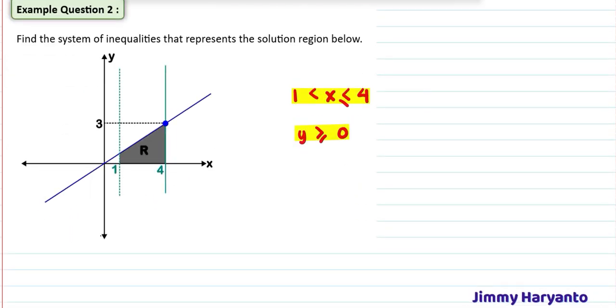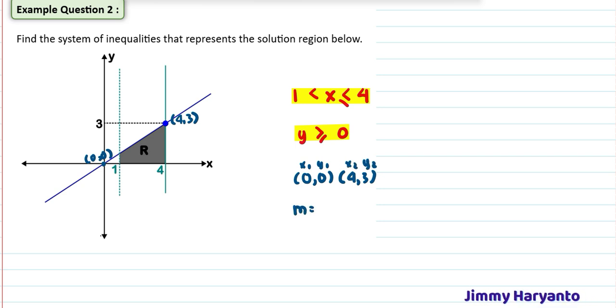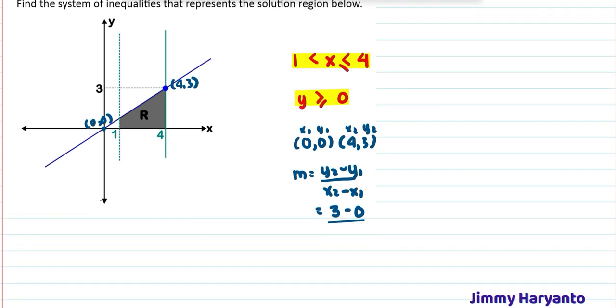Okay, next is the blue line. For the blue line, I will choose this point, which is (0, 0), and also (4, 3). So I will write it first: (0, 0), (4, 3) as x1, y1, x2, and y2. First, find the gradient. The formula is y2 minus y1 over x2 minus x1. y2 equals 3, y1 equals 0, x2 equals 4, x1 equals 0, so it's 3 over 4.